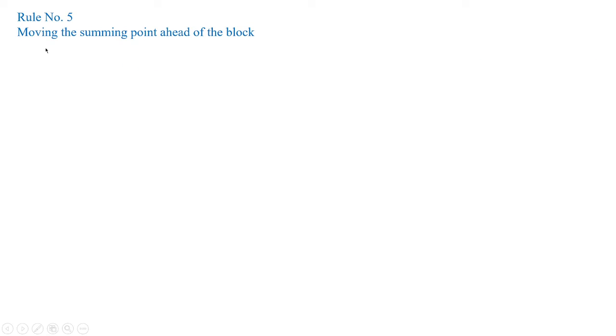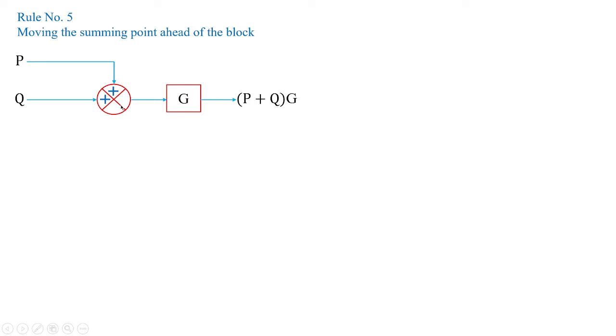Now rule number 5, moving the summing point ahead of the block. Now you see you have P and Q. I'm going to multiply it with this G of this summing value. I'm going to get the value as P plus Q of G. So it's the same thing. If at all I want to do, I'll take P, I'll take G, and the value will be PG over here of the summing point.